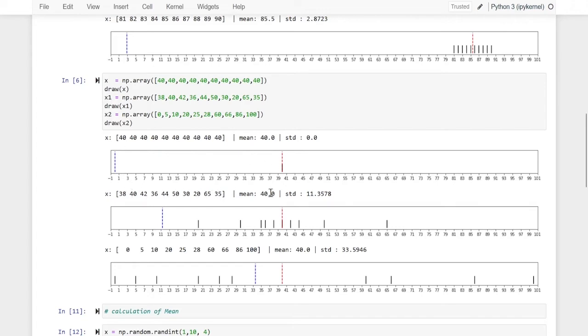Mean is 40. X2, again, mean is 40. See now, this time mean appears to be stubborn. Look, 40, 40, 40. Now what does mean do here? It is summing up all these numbers, dividing by 10. It is getting 40. It is summing up all these numbers, dividing by 10. It again got 40. Again it has done the same thing.